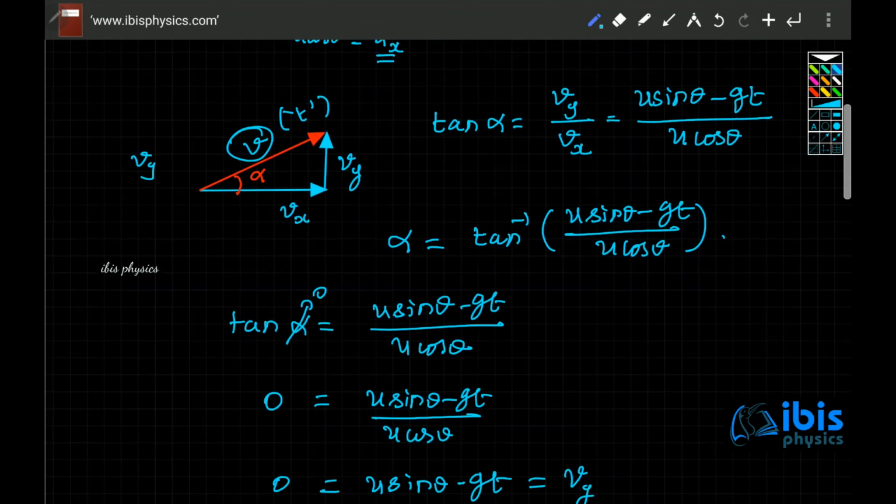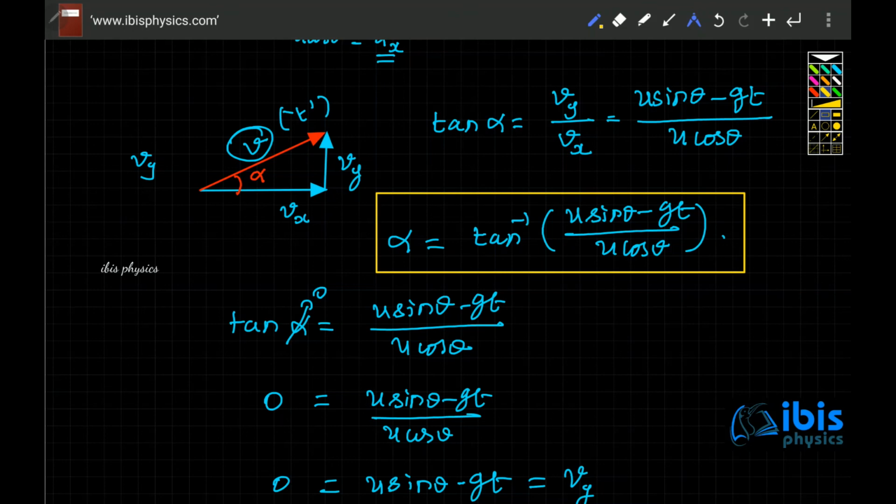So the angle made by the resultant vector with respect to the horizontal is tan inverse of (u sin theta minus gt) by u cos theta. U sin theta minus gt is nothing but vy, and u cos theta is nothing but vx.